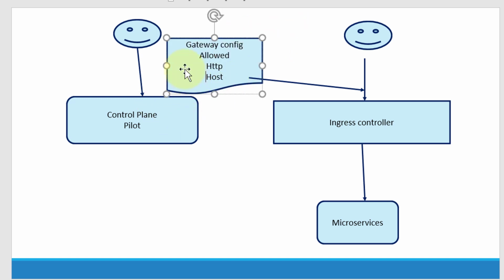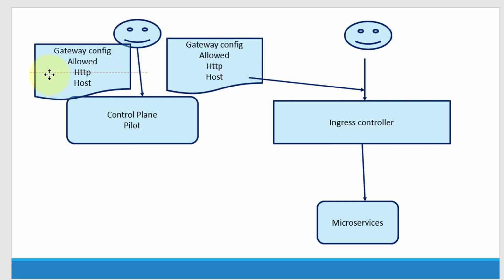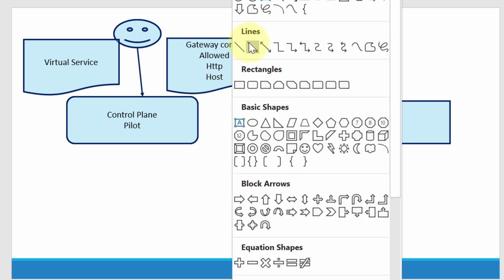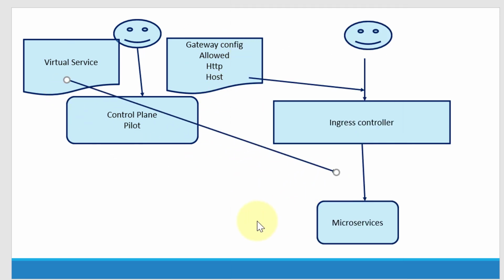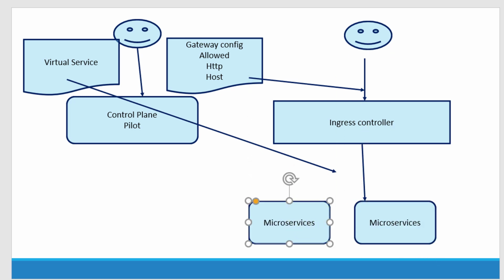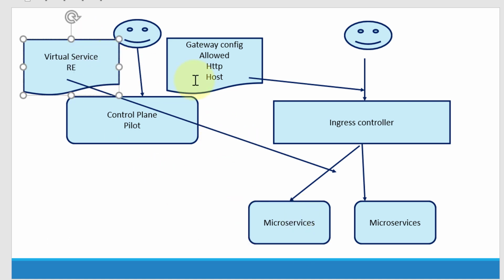In the same way I will have another configuration called virtual service. Basically this is a logical service on what request should be routed to which microservice. Let's assume I have multiple microservices. The end user doesn't need to know what microservices are running behind the scenes. All they need to do is call the single ingress controller or the gateway, and the virtual service will route the request to the right microservice. So I will have the configuration details on the request, path and route details.